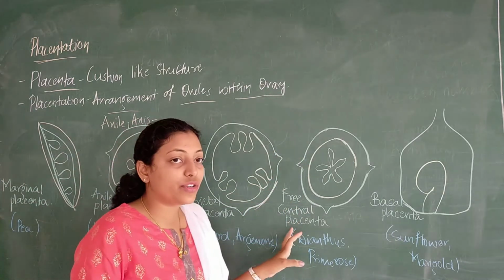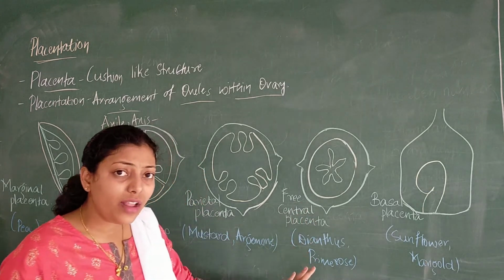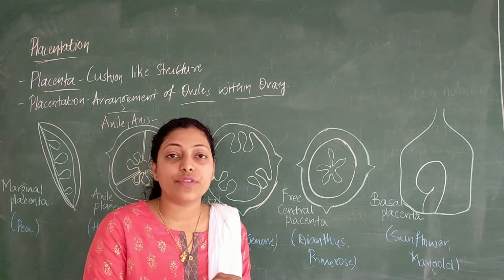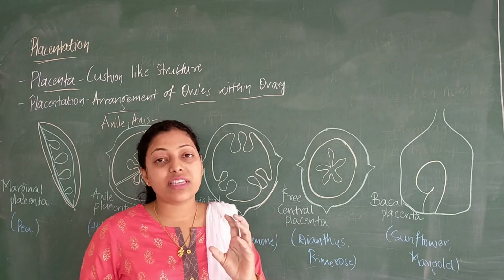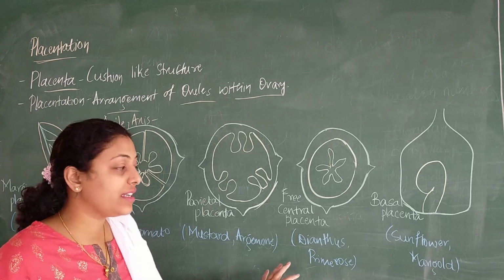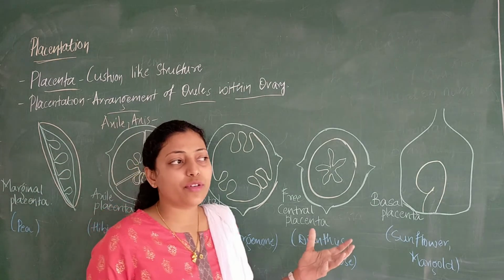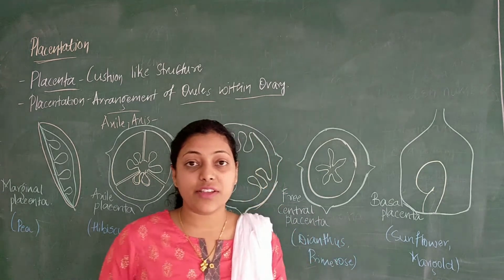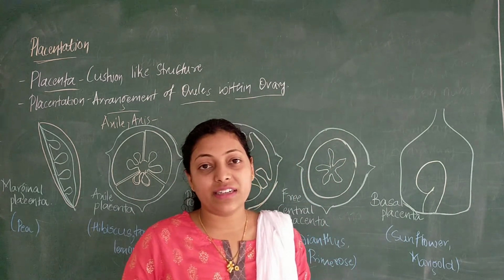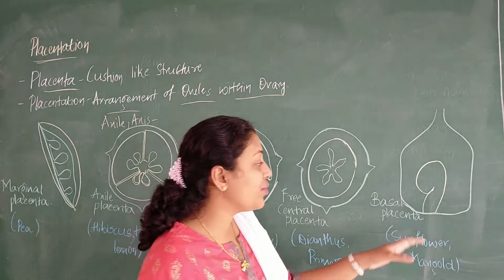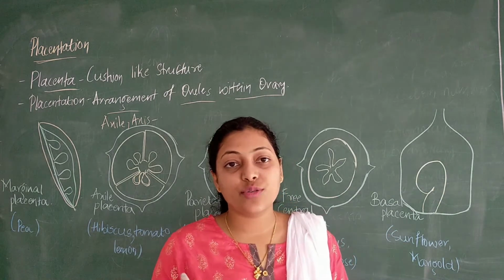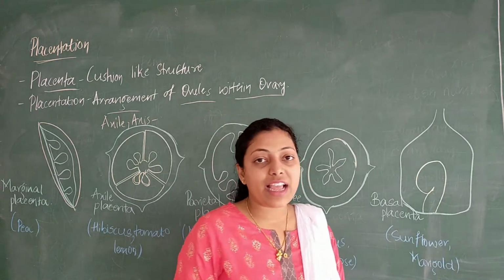And next we come to free central placenta. Here the septum is absent. The placenta is found in the central region of the ovary, and ovules are borne on this placenta; that is called free central placenta. Example, you will find this in dianthus and primrose, evening primrose. So there you will find free central placenta. And then the last is basal placenta. Basal means towards one end, towards the base. Here the placenta is formed at the base of the ovary and ovules are attached towards the base. Example, sunflower and marigold.